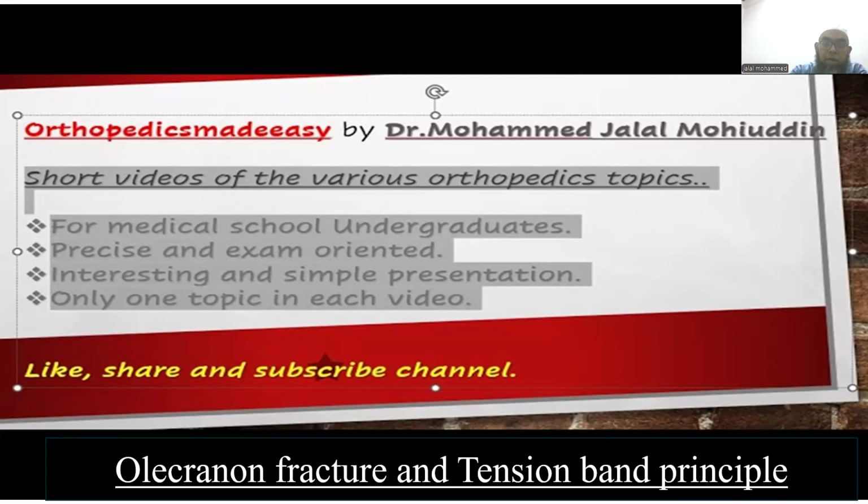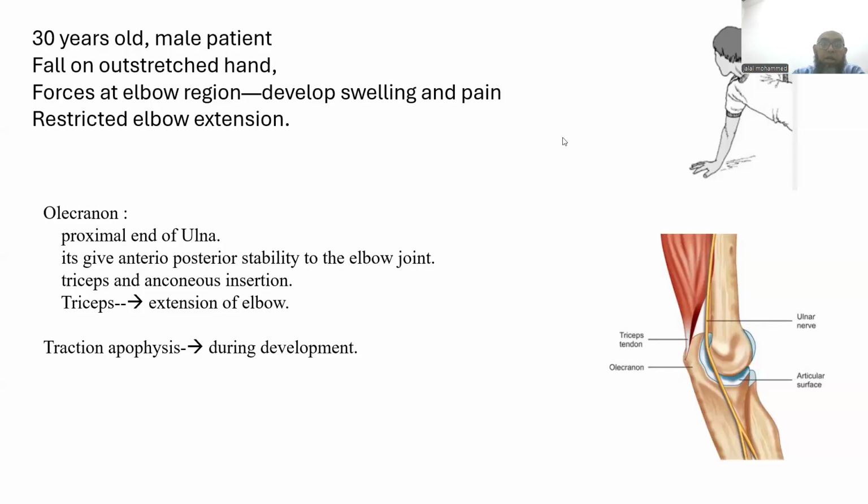So we'll move on to the topic today. We have one clinical case. It is a 30-year-old male patient who had a history of fall on the outstretched hand. Then after that, he had some forces transmitted over the elbow and he developed pain and swelling of the elbow with a restricted elbow movement. So this is how the patient with olecranon fracture presents to you.